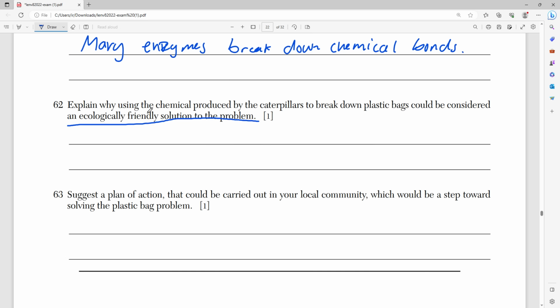So, why is using the chemical produced by the caterpillars ecologically friendly? It's produced by caterpillars, which are living creatures. One thing that makes it ecologically friendly is that it doesn't have a negative impact on the environment.